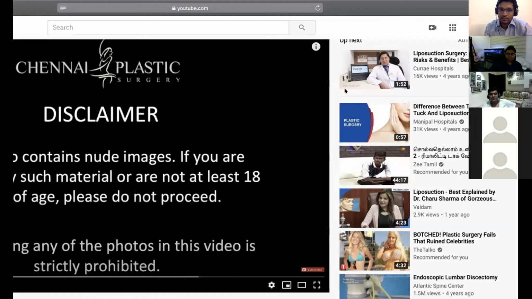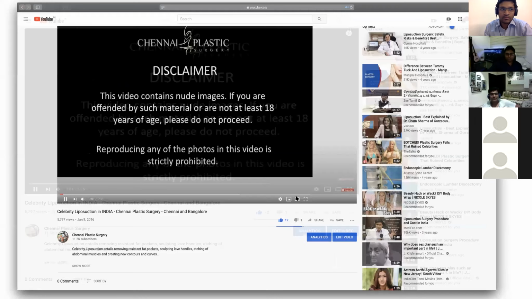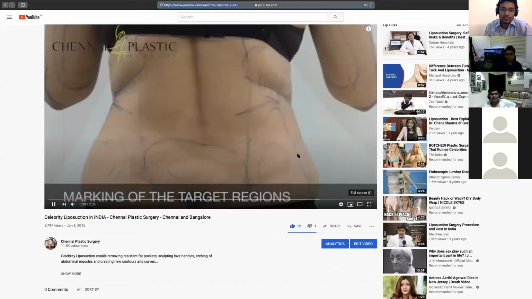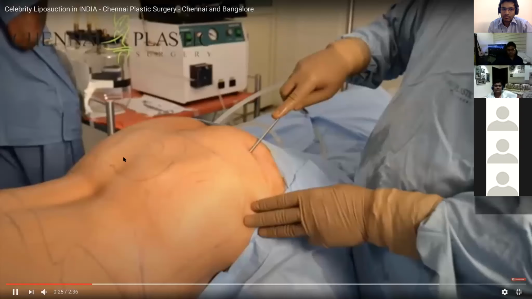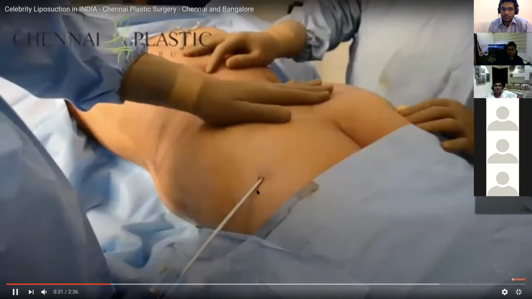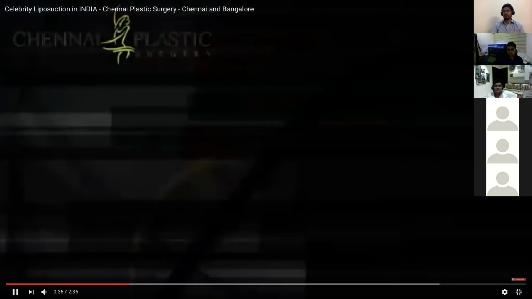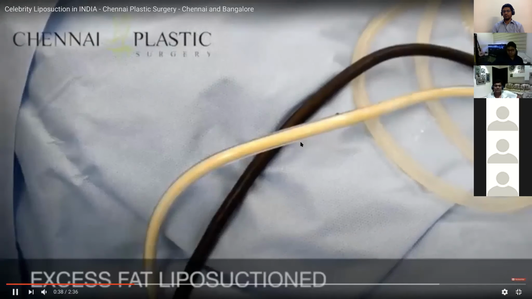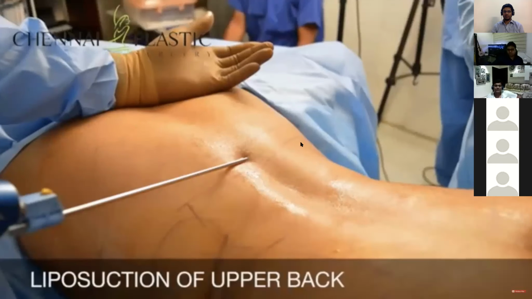Basically, this is how our center works. This is a marketing video, so don't go much into the details. You see the marking, how much marking we have done here. This arrow tells me where the curve is going to be. This is infiltration. We normally make 2 cuts in this area for the liposuction. First we go deeper, and then we come to the superficial areas. The lipoaspirate has to be like this; it shouldn't have much blood stain. You can see the curves, how we are creating them.